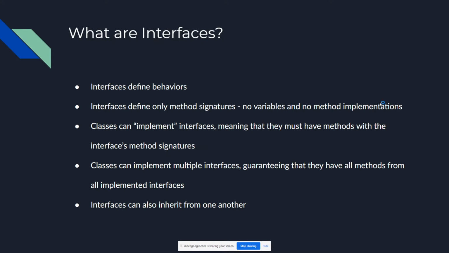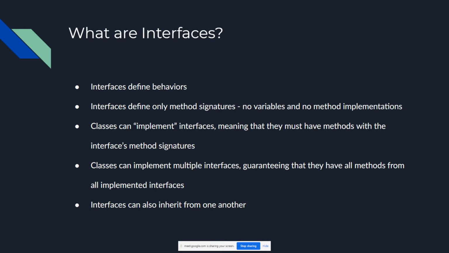So what are interfaces? From an understanding standpoint, you can think of interfaces as behaviors. They define the behavior that certain classes should have. The way that they define these behaviors is by specifying method signatures. So interfaces only have method signatures. Just to review, method signatures are a method's name, its output, and its inputs. Interfaces cannot have variables, and they don't have the implementation of the method, only the name, inputs, and outputs.